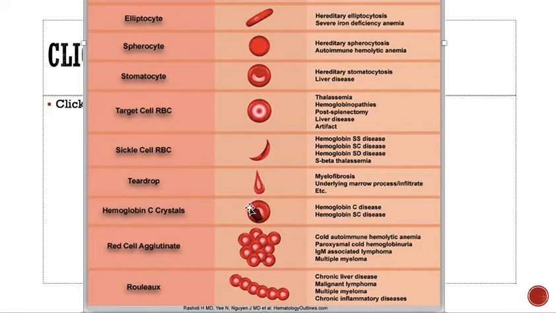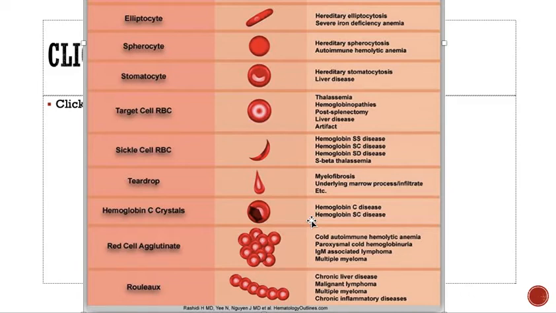They appear like a tear. They can be present in myelofibrosis. Then there is hemoglobin C crystals, which is present in hemoglobin C disease. And then there could be red cell agglutination in different hemolytic anemias. I told you, read about the Coombs test, and then you will understand this well. As well as rouleaux formation, which we have done right now. See, RBCs sit on each other. So chronic liver disease, malignant lymphoma, multiple myeloma, as well as chronic inflammatory disease, all of these can lead to this.